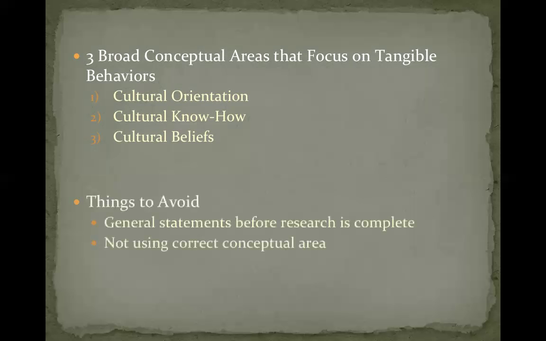There are some things we want to avoid when using ethnographic research, such as making general statements before the research is complete. An example would be to make a bold assertion about a culture before the study is complete. A researcher must be very careful to not make assertions until after the research is conducted. Not using the correct conceptual area to produce your research would also be something to avoid.